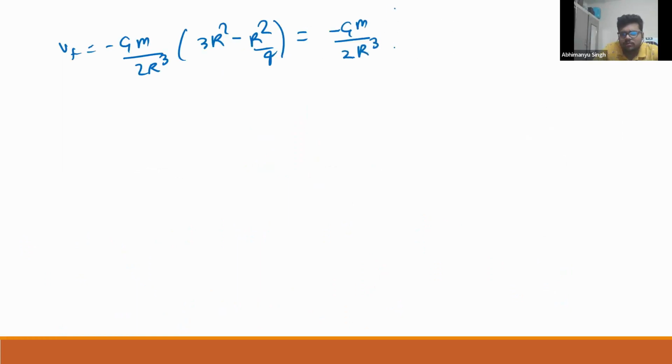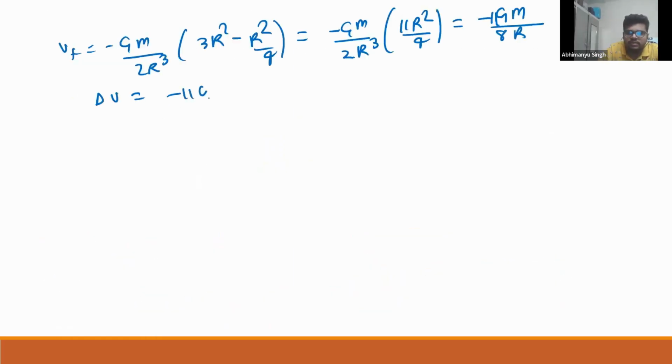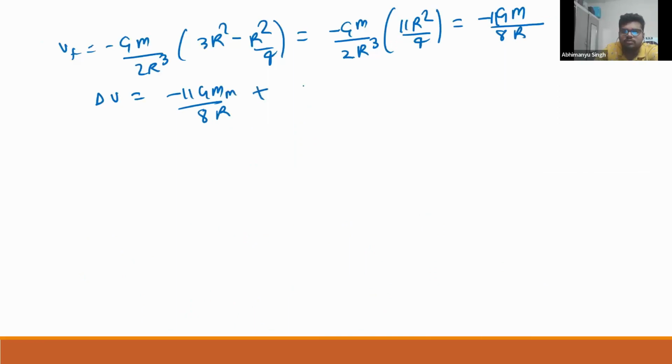It is nothing but 4 3 12 minus 1, 11 R square by 4. What it will be? It will be minus GMm by 2R cube into 11 R square by 4, which is minus 11 by 8 GMm by R. So delta U is nothing but minus 11 by 8 GMm by R plus GMm by R. So it will be nothing but minus 3 by 8 GMm by R. It will be the work done by friction.